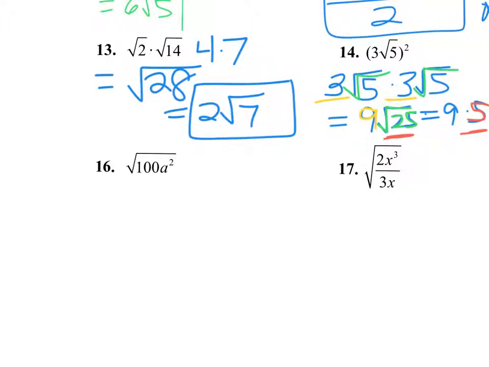Number 16. Here we go. All right, square root of 100 a squared. 10a. Yes, perfect. You guys are good.